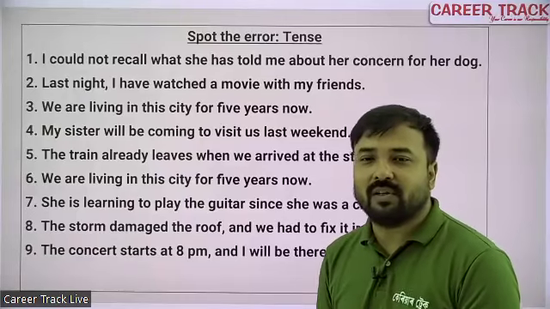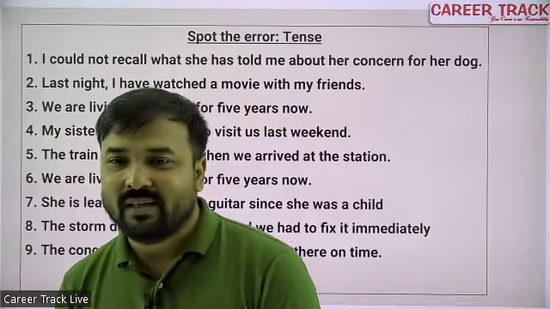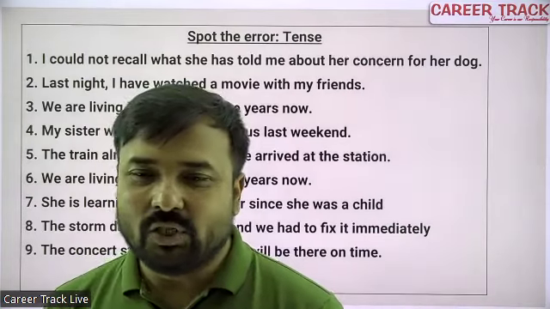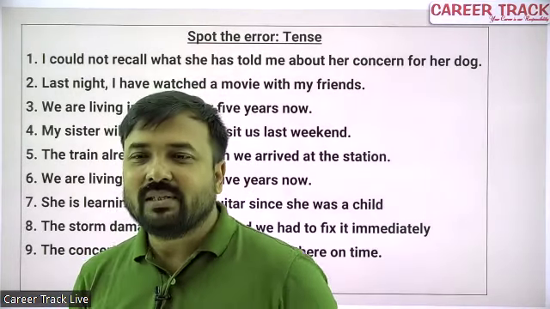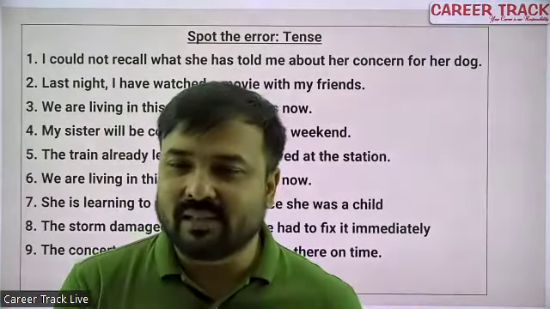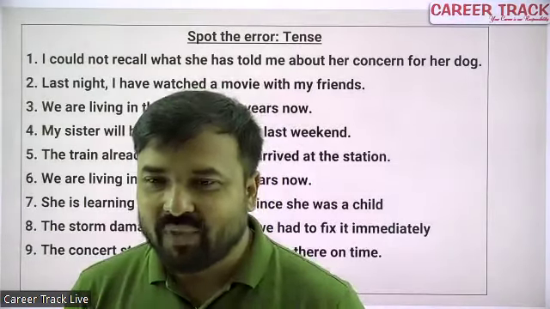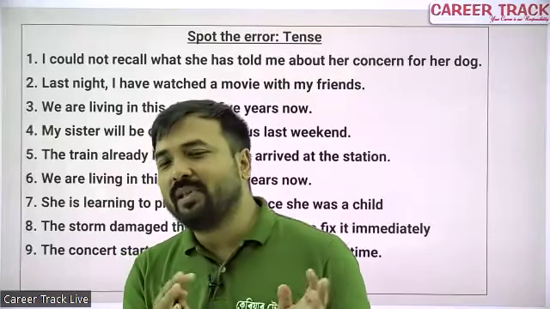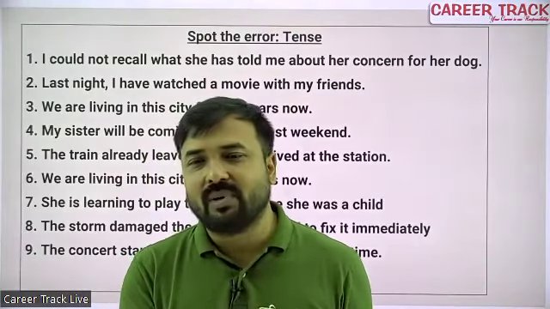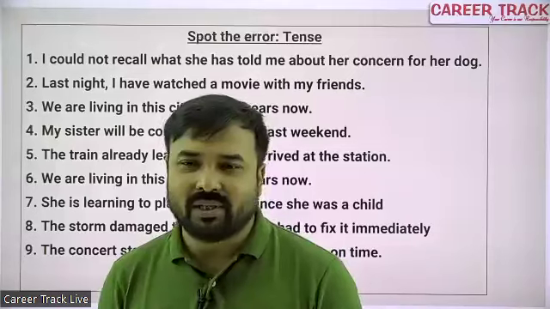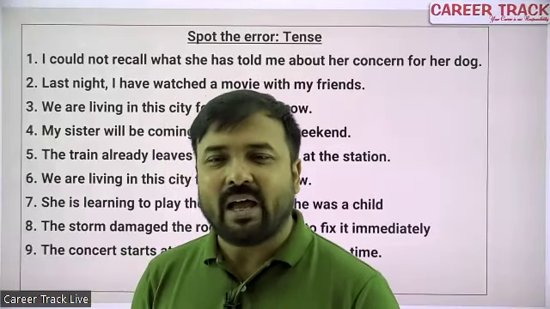So for 5 years, since 1972. So this is something that has happened in the past and still has its implication in the present. Something that took place in the past but has its implication in the present. So perfect tense. We have been living in this city.